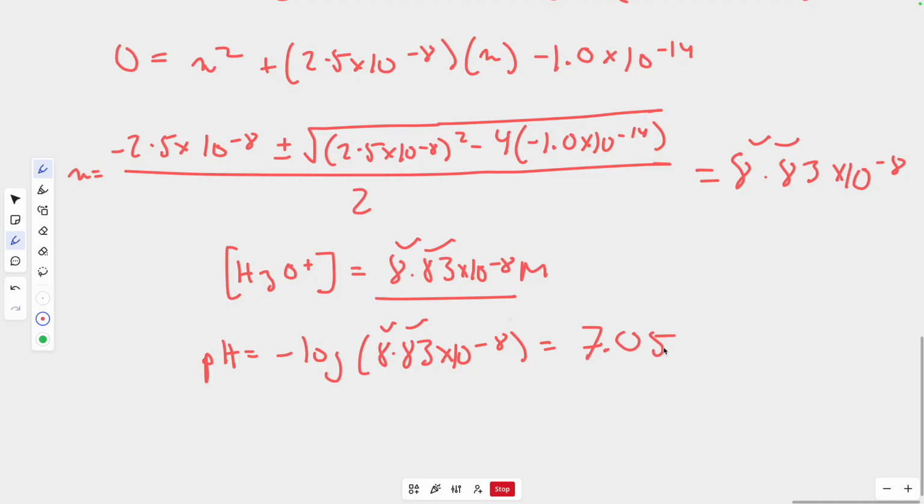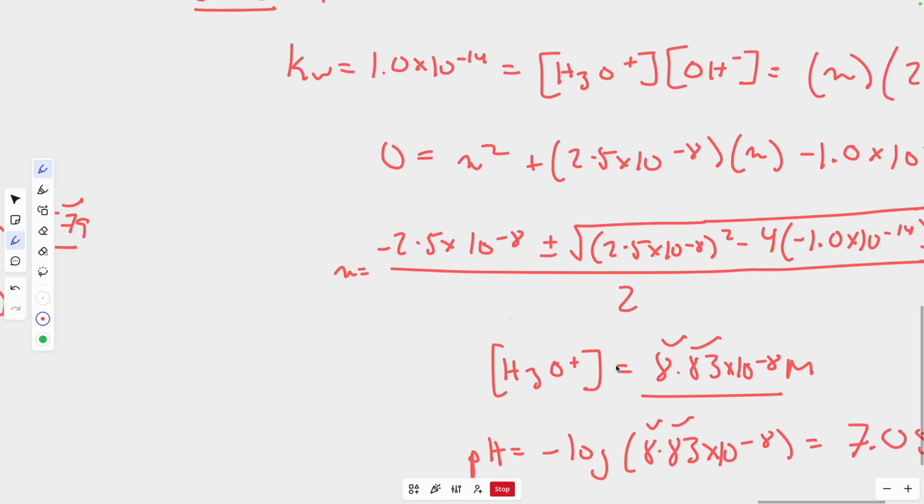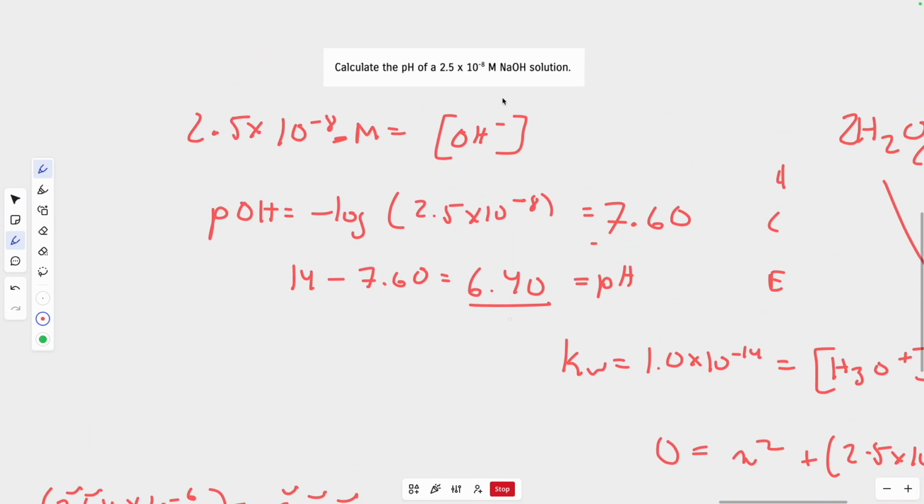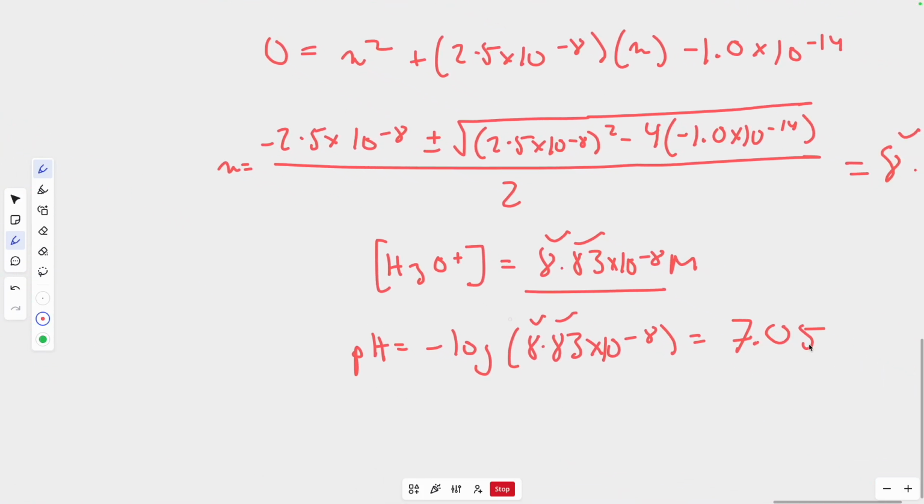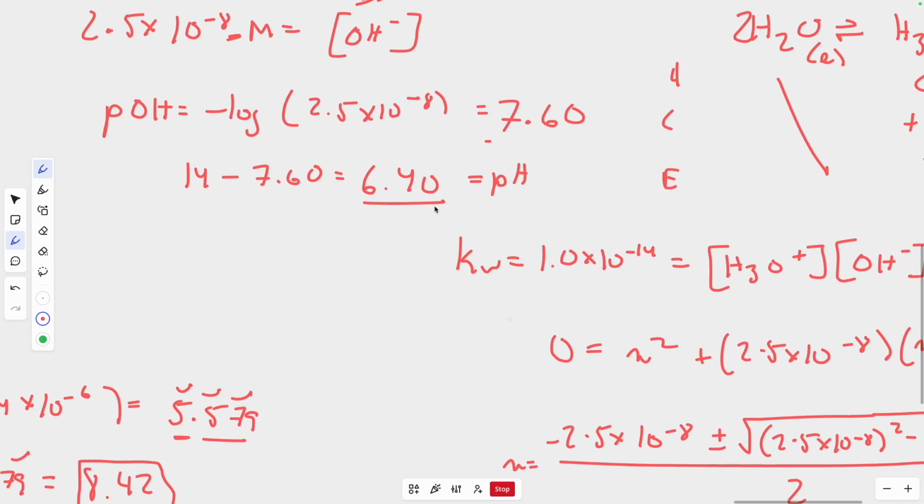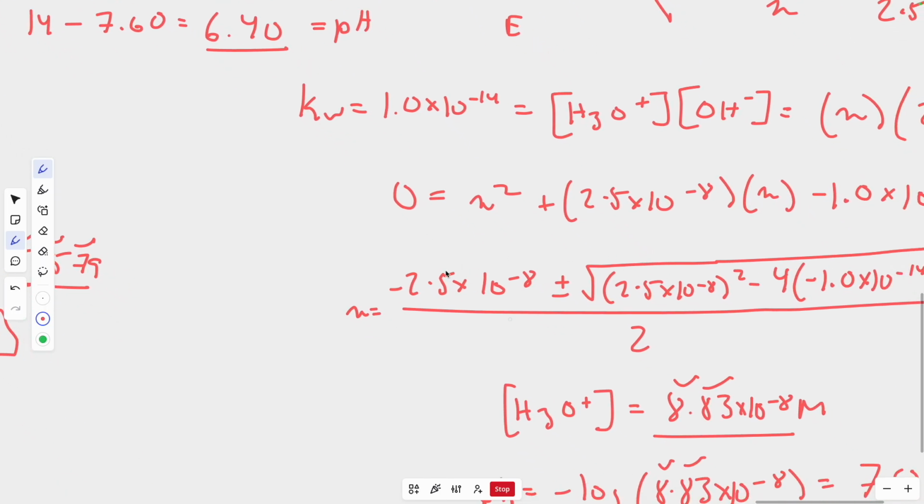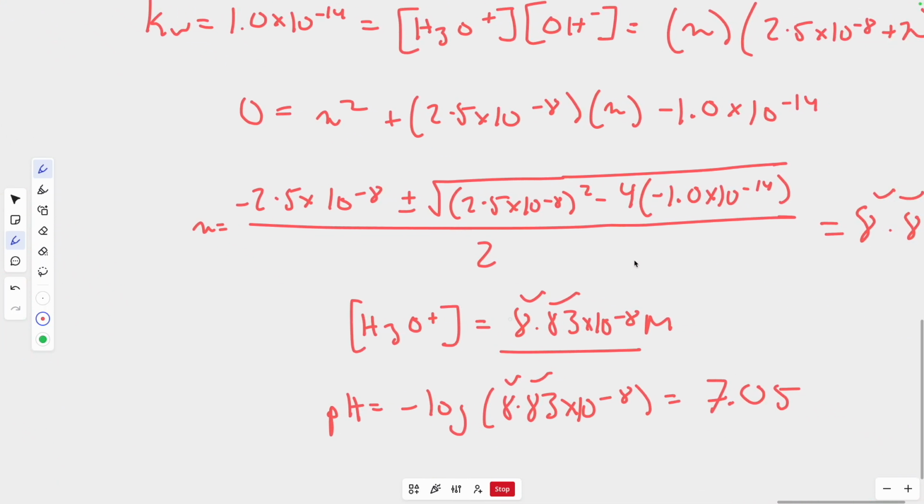So this makes sense because it's super close to 7 because we had such a small concentration of NaOH added to the solution, right? So that makes sense. And also it's super slightly basic because we did add NaOH after all. We didn't get an acidic pH like we did before because we considered the autoionization of water.